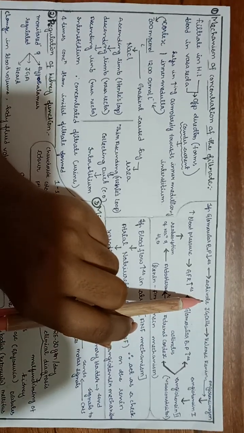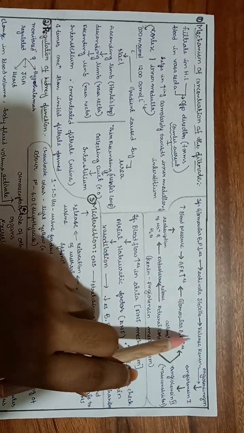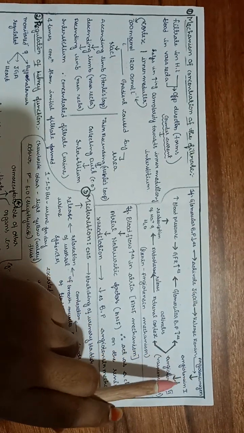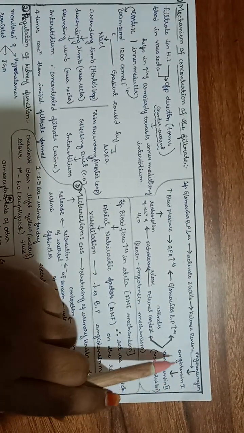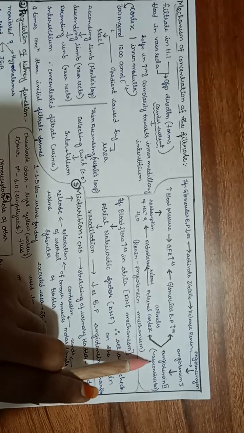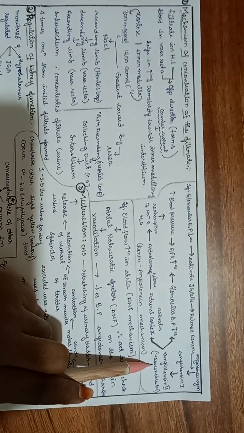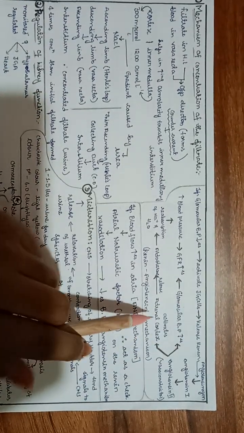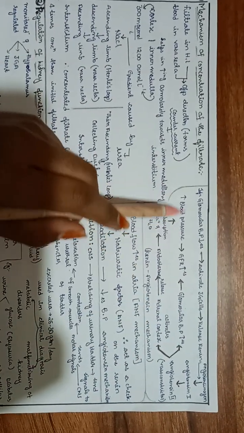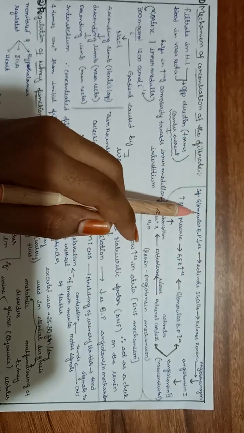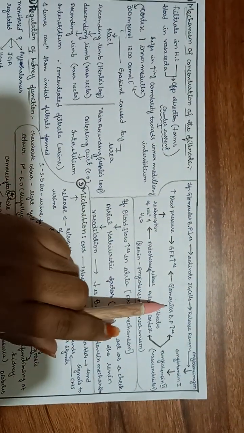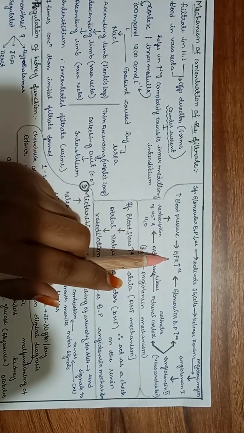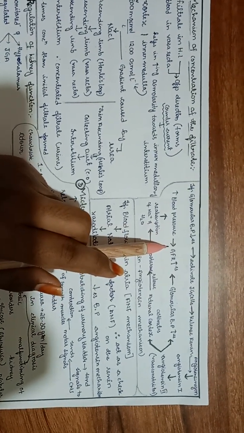The JGA cells release renin. This renin acts on angiotensinogen and converts it into angiotensin 1 and then angiotensin 2. Angiotensin 2 is a powerful vasoconstrictor. It has two actions that do the same function, increasing blood pressure and blood flow. Glomerular blood pressure increases and then GFR increases.